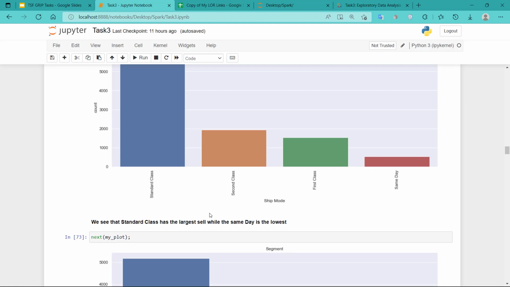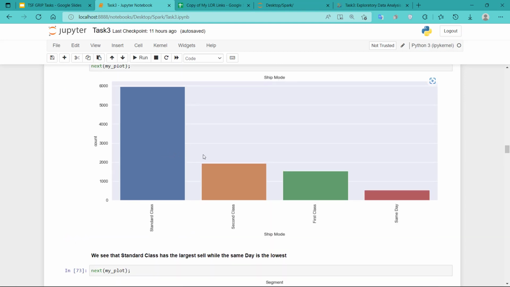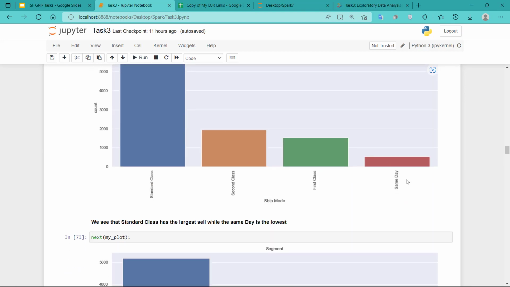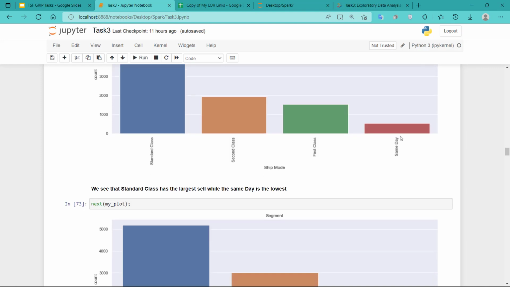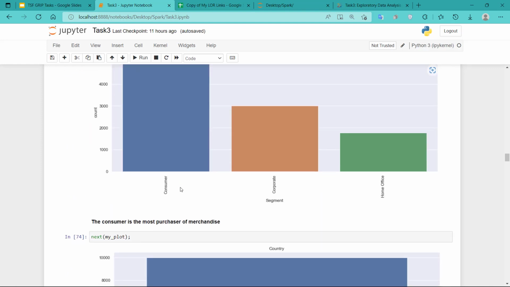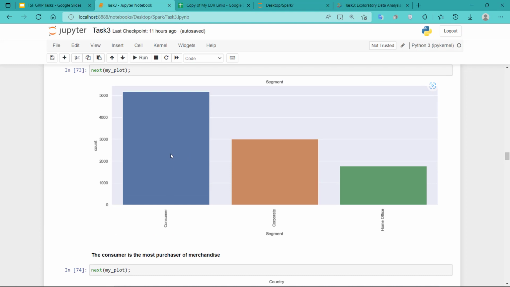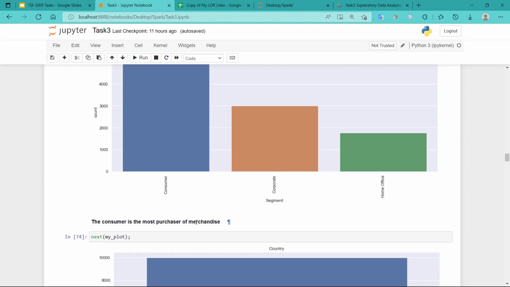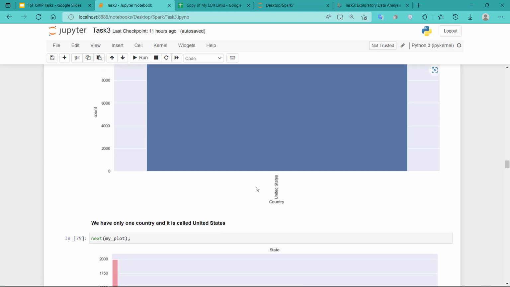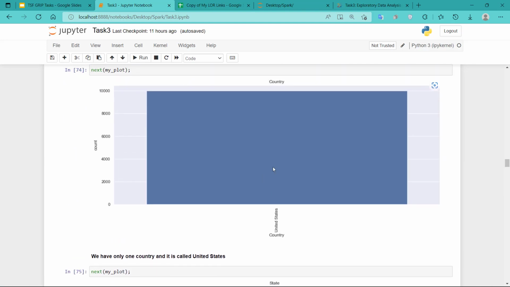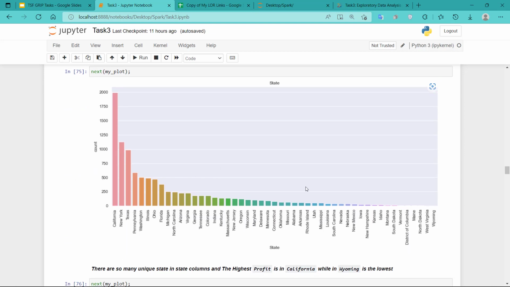Here the standard class has the largest sales or profit, while the same day class has the lowest profit. Here the consumer segment was the most one, followed by the others. The country was United States only. There are so many states, but California was the highest one, while Wyoming was the lowest.